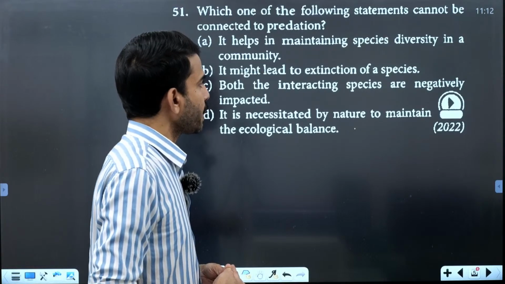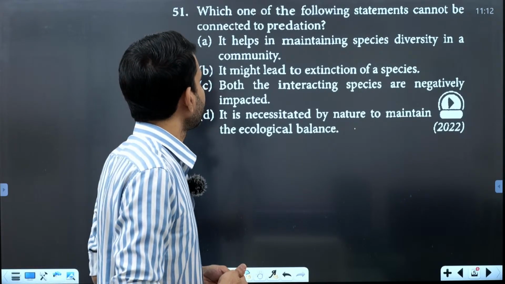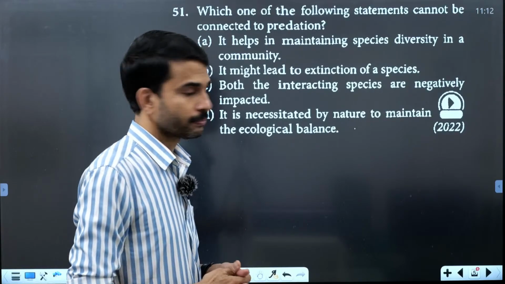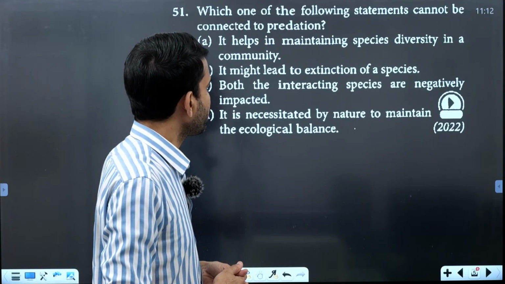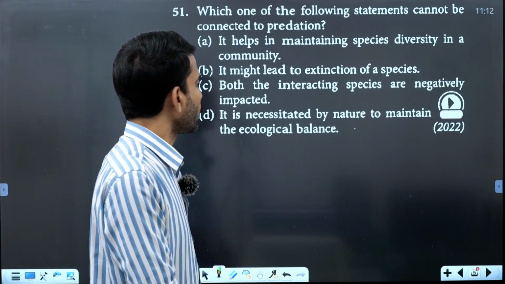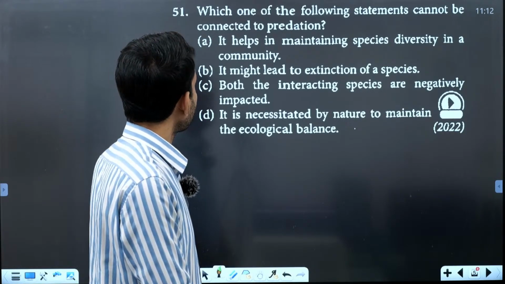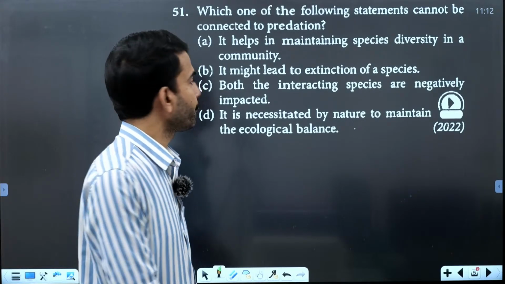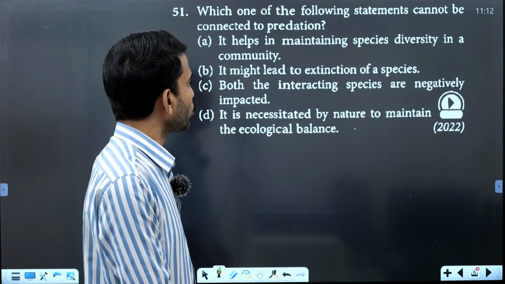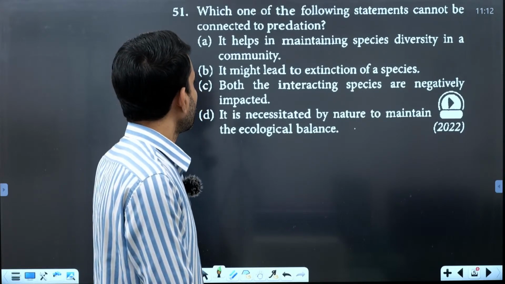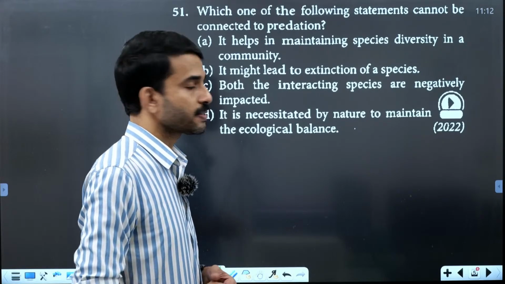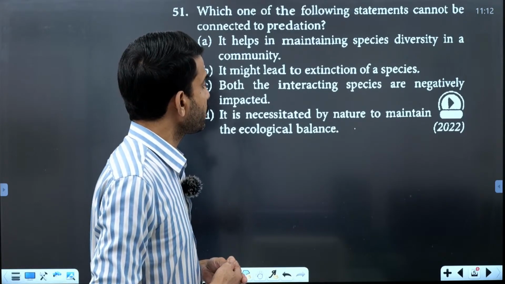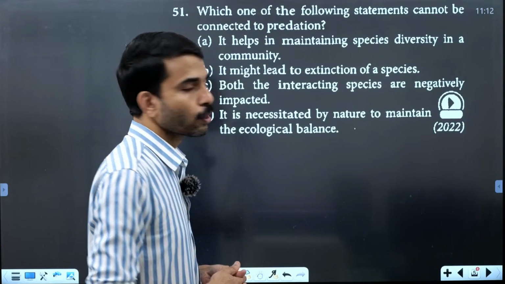It might lead to extinction of a species. Next, both the interacting species are negatively impacted. Then it is necessitated by nature to maintain the ecological balance. So we have our first one, A, it helps in maintaining species diversity in a community. B, it might lead to extinction of a species. C, both the interacting species are negatively impacted. And D, it is necessitated by nature to maintain the ecological balance.